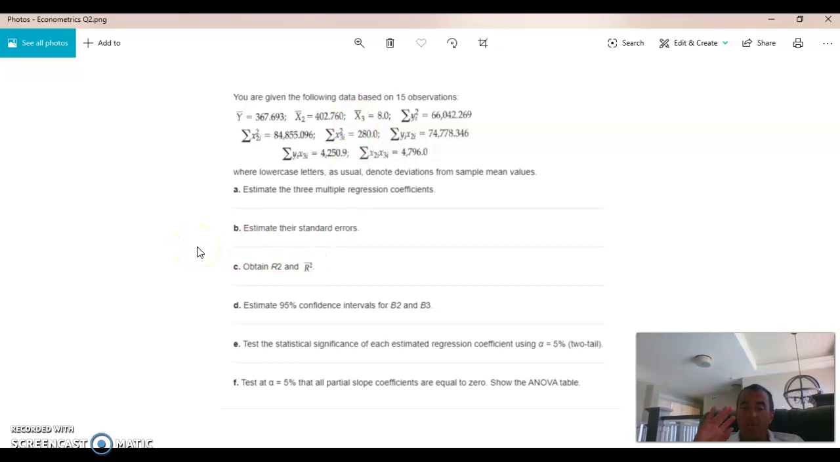Now, after this, you want to test the statistical significance of each estimated regression coefficient using the two-tail hypothesis test. We're going to test at 5%, and we're going to look at an ANOVA table as we do this. This is going to be one of the first problems that you're going to look at, and you're going to establish how you can make differences between those in our analysis.